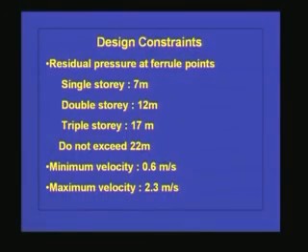Similarly, there is a constraint on the maximum velocity. The maximum velocity is 2.3 meters per second. We cannot have any velocities anywhere in the system which are greater than 2.3 meters per second. This is because of the transients.